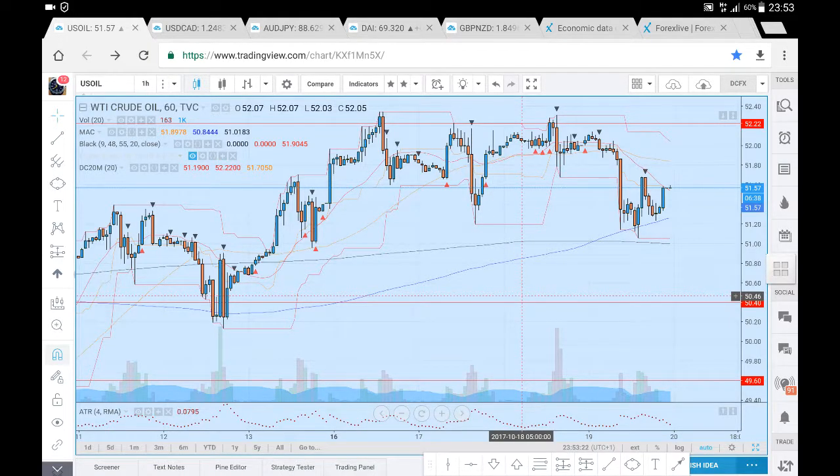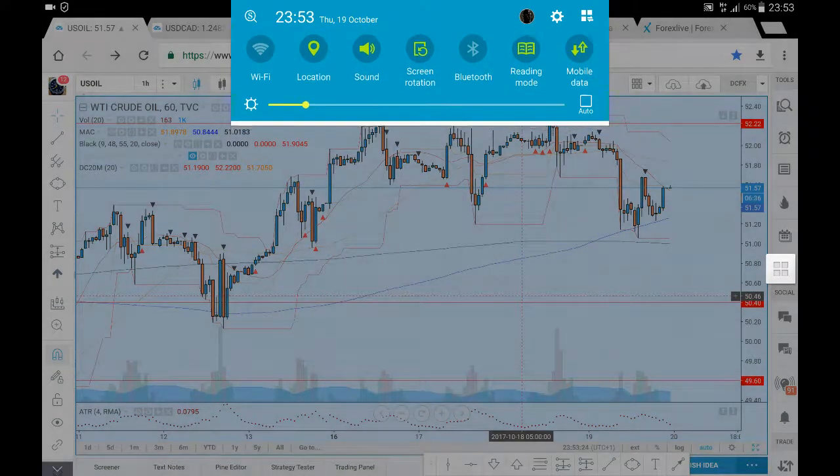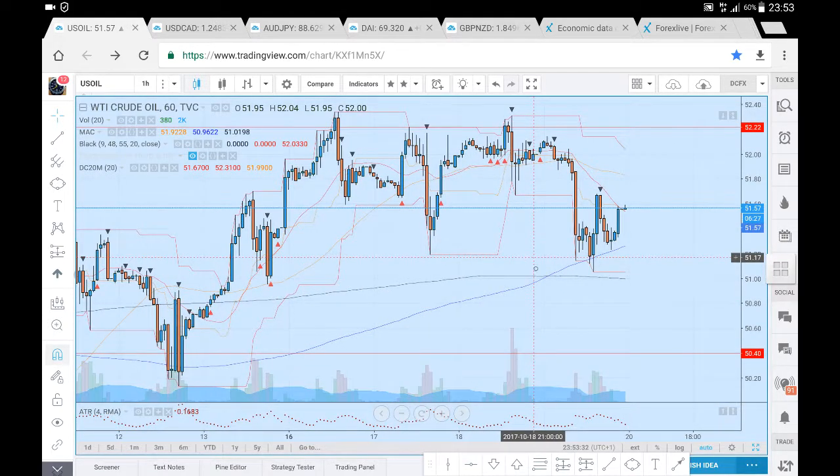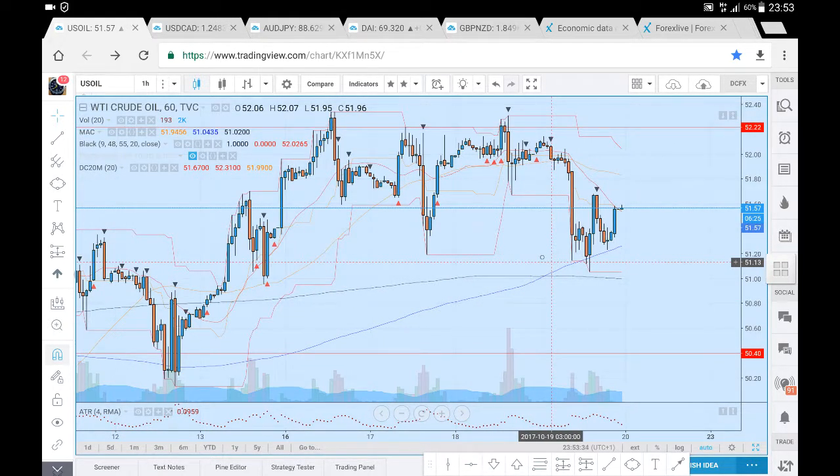So this is the US oil analysis for Friday the 20th of October. US oil, also known as WTI. So let's just see what happened on the 19th. So on the 19th, I was expecting another test and break of 52.22, but that wasn't the case.